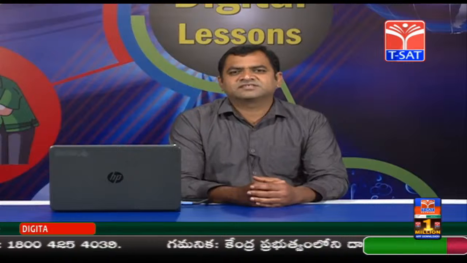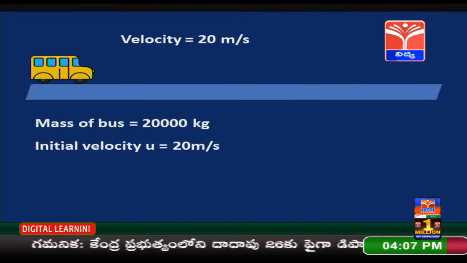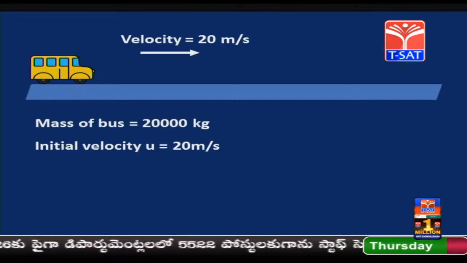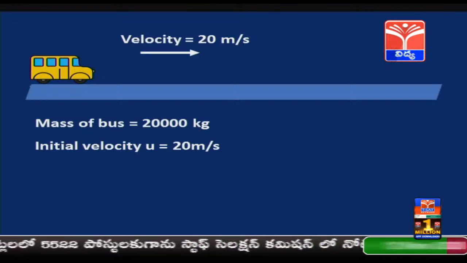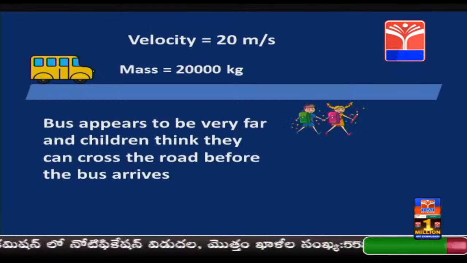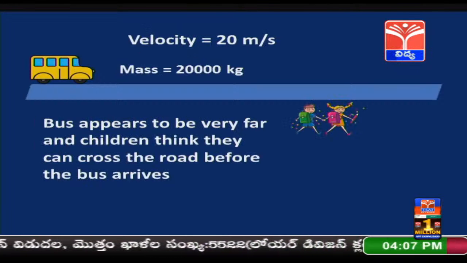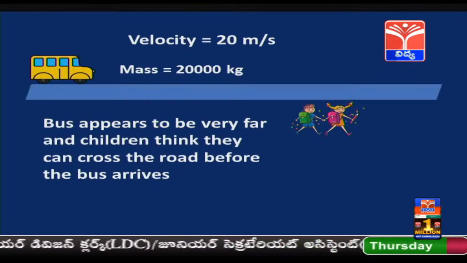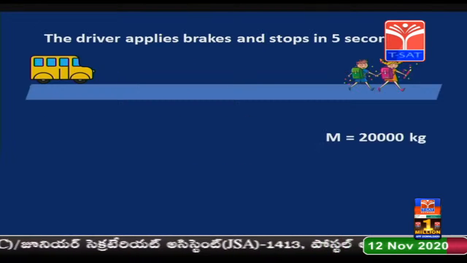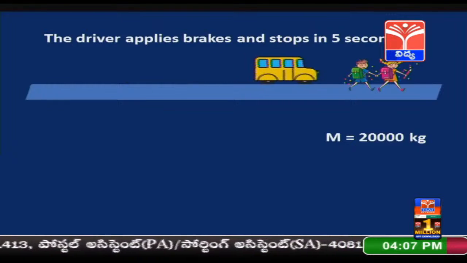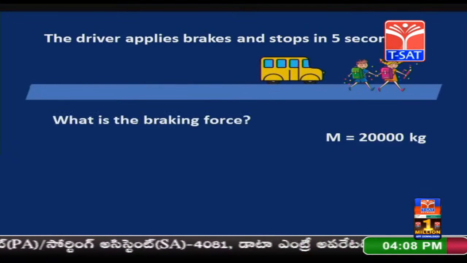Let us discuss some more numericals. Here is a bus which is moving with a velocity of 20 meters per second. The mass of the bus is 20,000 kg. Here are some kids on the road. Thinking that the bus is very far, they try to cross the road. But seeing the children on the road, the driver soon applies brakes and stops in 5 seconds.